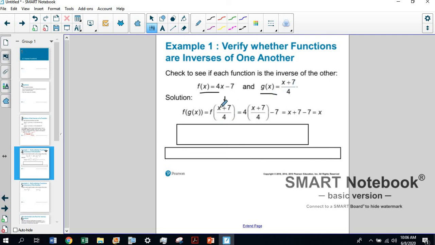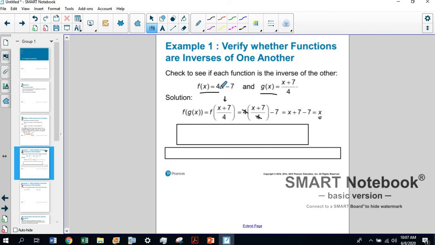So if you take g of x and you plug it in, what does f do? F is 4 times the stuff minus 7, so we get 4 times x plus 7 over 4 minus 7. These 4's divide away, and you get x plus 7 minus 7, which is x. Okay, so you do f of g of x, you get x for every single x.